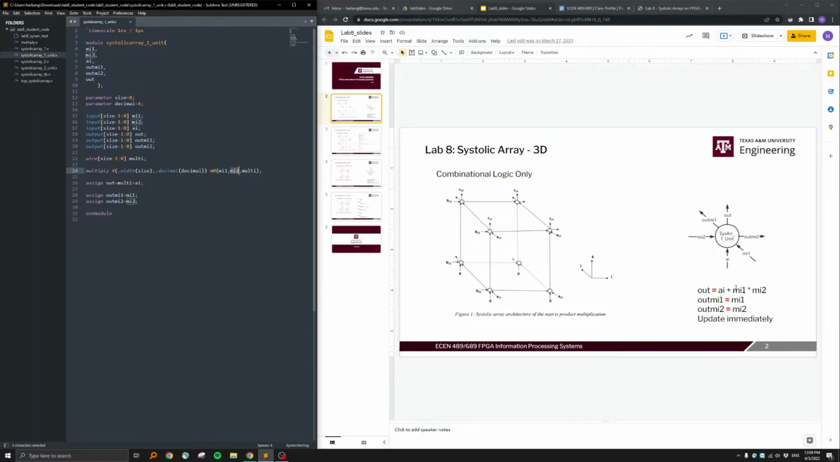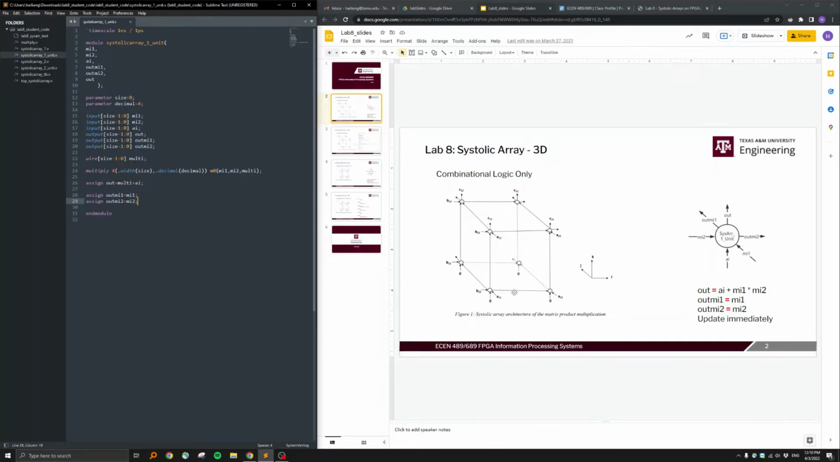Out equals ai plus mi1 times mi2, and also we have 2 other outputs here. We just directly assign mi1 to out mi1 and mi2 to out mi2. Why do we need this, you may ask. You can find the reason in this structure.